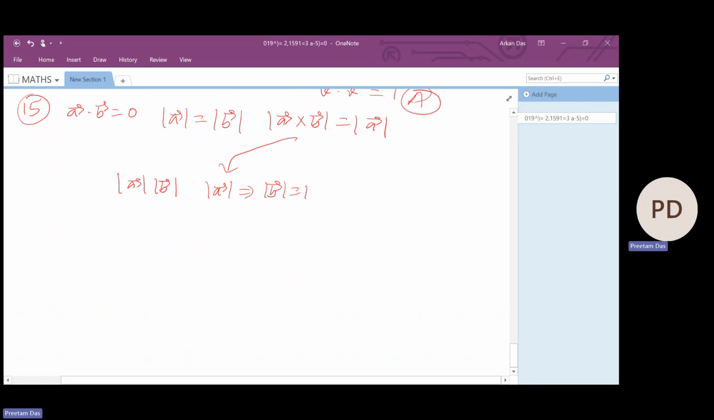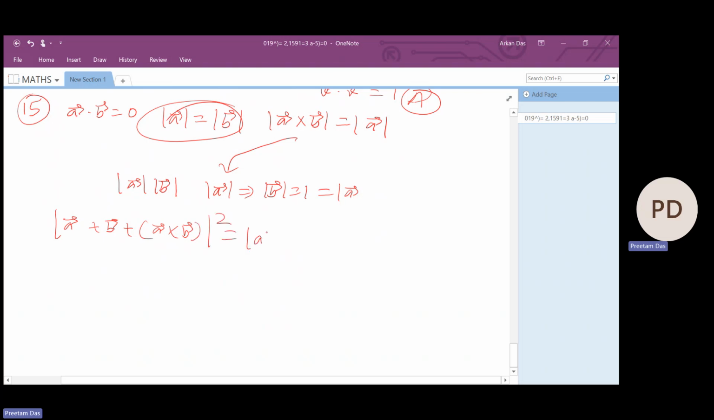But since mod A and mod B are the same, we can also say that mod A is also equal to 1. Now, how to find the angle between two vectors? What do you need to find the angle between two vectors? You need to know the modulus of the two vectors. So the first thing is to find the modulus of this vector that they have given. How do you find the modulus of any quantity of this type? The best approach is to square it.